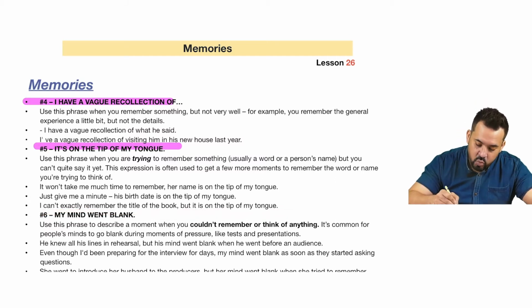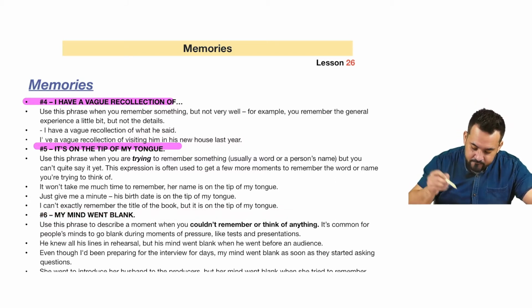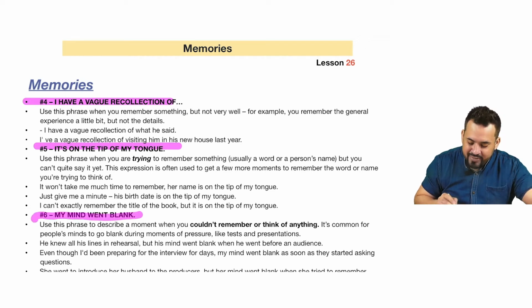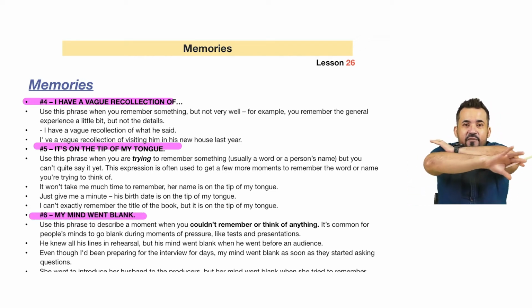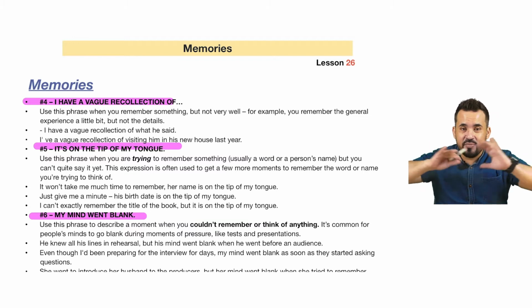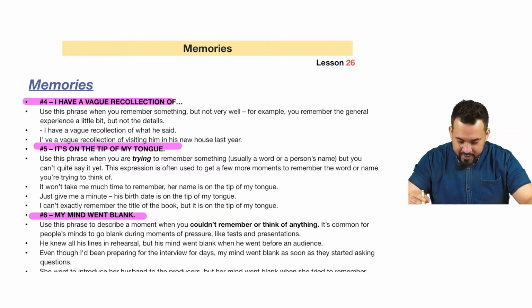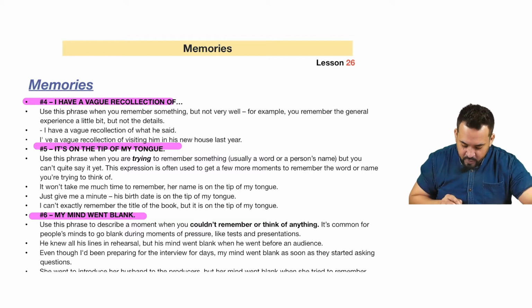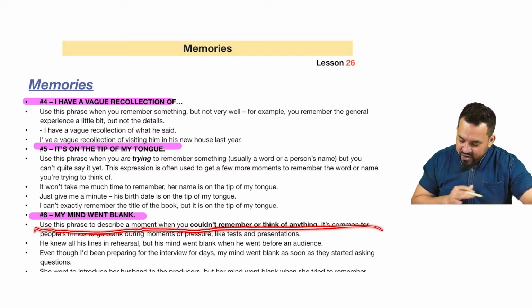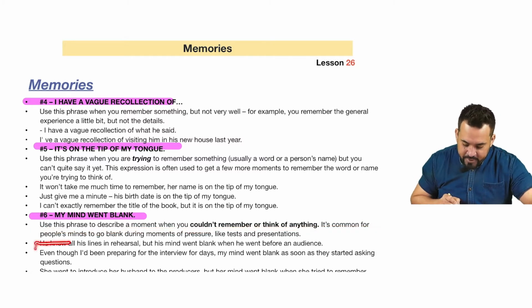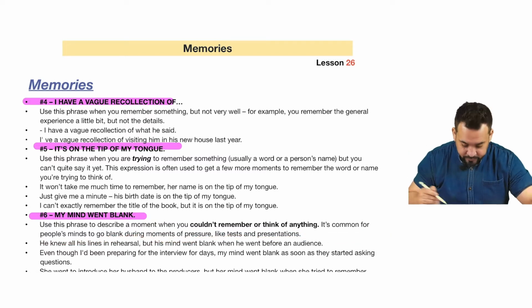All right, next one is my mind went blank. Okay, this is if you have no recollection of something at all, if you completely forgot. So you use this phrase, my mind went blank. This phrase describes a moment when you couldn't remember or think of anything. It's common for people's minds to go blank during moments of pressure like tests and presentations. All right, let's take a look at a couple of examples.